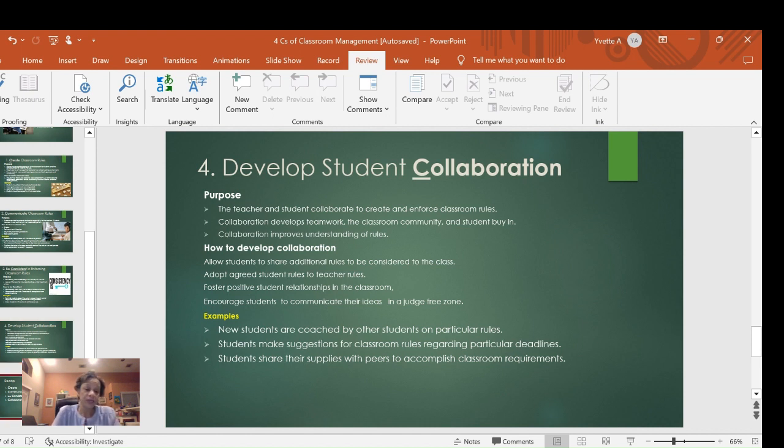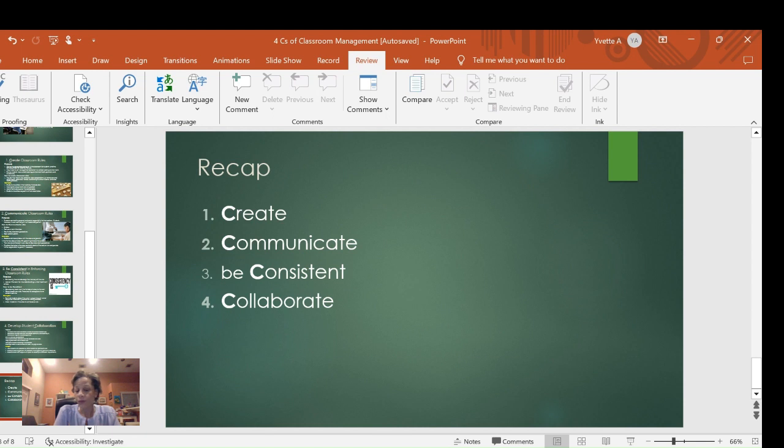So as a recap, keep in mind the 4 C's of classroom management. We create a rule, we communicate the rule, we consistently reinforce the rule, and then we collaborate with our students as a group, as a community, to reinforce the rules of the classroom. So all of us can have a safe and happy classroom environment.